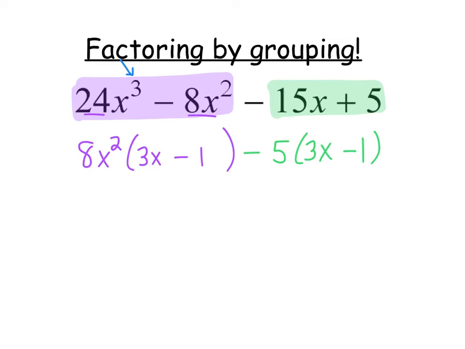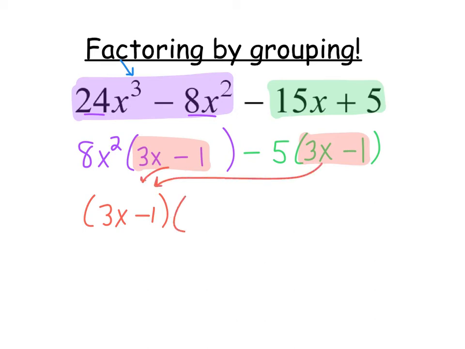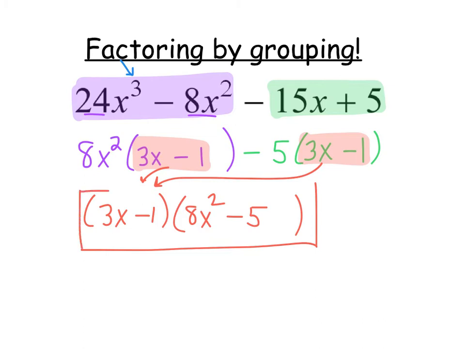Once you start doing grouping a little bit, you will notice that this is the kind of thing you want to have happen. You want each of the terms to now share a common factor. Sometimes they don't, but many times they do. And when they do, we now treat the 3x minus 1 as a common factor because both terms have it. So I'm going to factor out the 3x minus 1 in both. And the leftover: look at the purple term. If you take the 3x minus 1 factor out, you're left with 8x squared. And if you take the 3x minus 1 factor away from the green stuff, you're left with minus 5. And this is now factored.